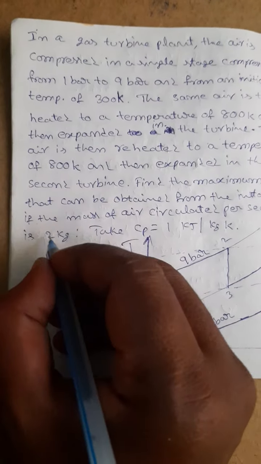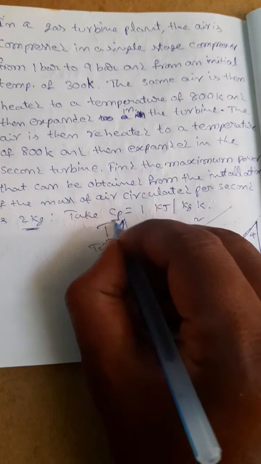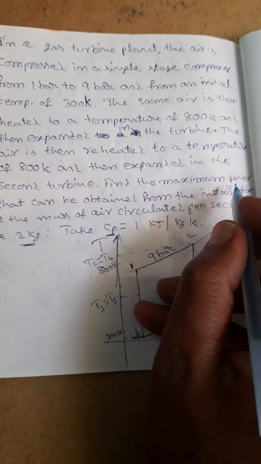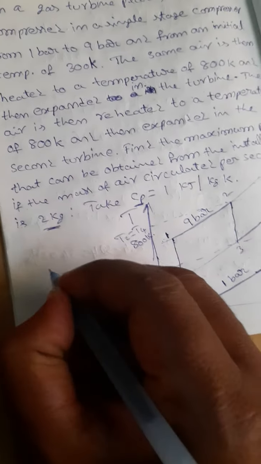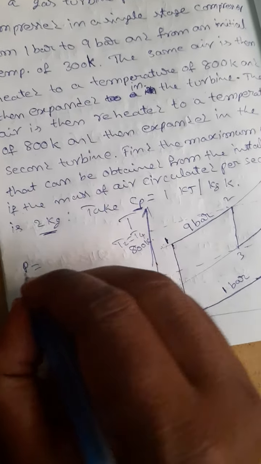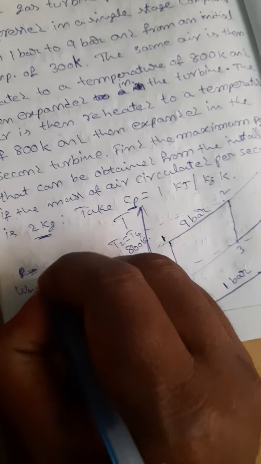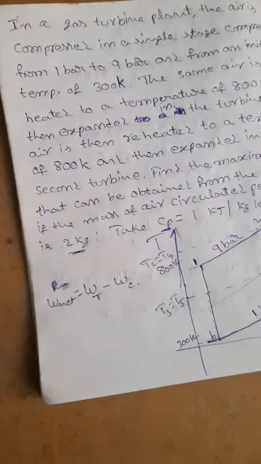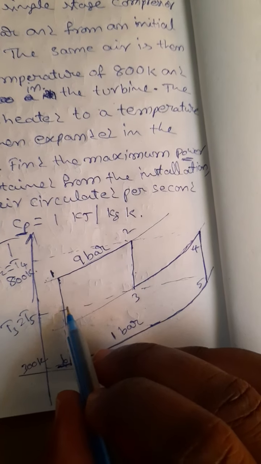Any other data he has given? He has given the mass value and Cp value. What we require is to find the maximum power. What is the formula for maximum power? Power, or we can say net work done, equals the difference between the turbine work and compressor work. So how many turbines we have? 1 and 2. 2 turbines, 1 compressor.